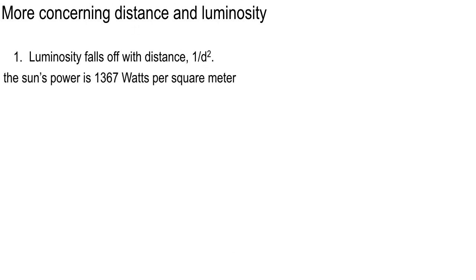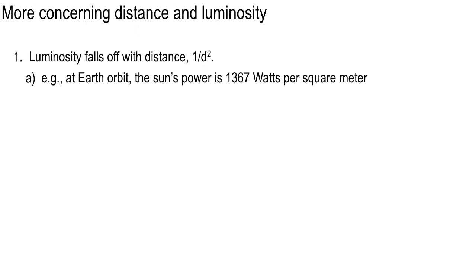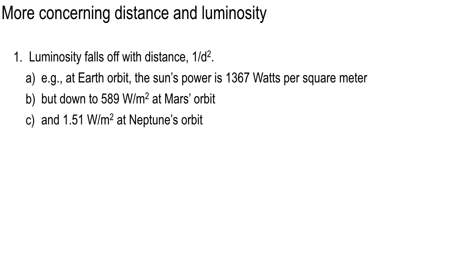So as I said, it's about 1,367 watts per square meter, and out at Mars's orbit, it's way down to 589. If you have a 1 square meter detector out at Neptune's orbit, you're only getting 1.5 watts. So with your 1 square meter solar cell here, you could run a hairdryer. But down at Neptune, maybe you could operate a little night light or something like that. It's pretty pathetic.